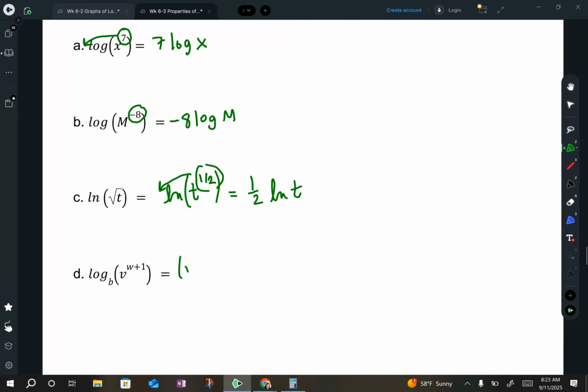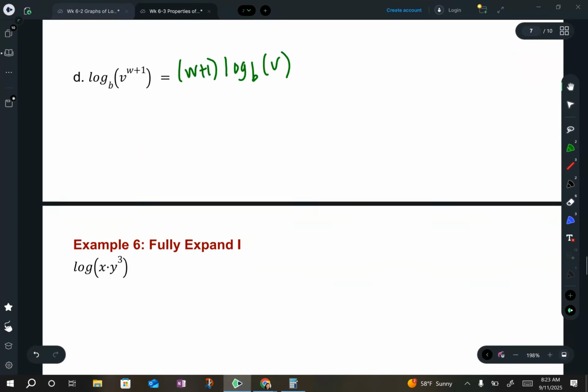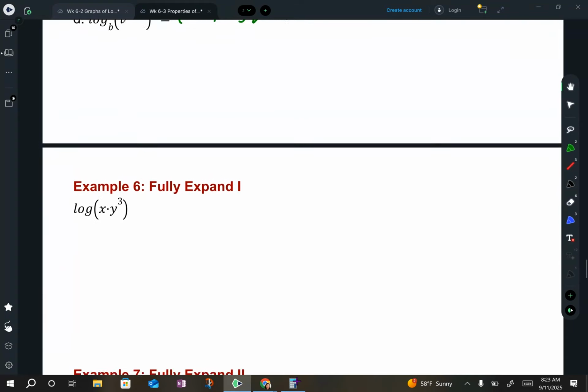And finally, this would be w plus 1 log base b of v. So that one's a little bit tricky. You got to make sure you get that w plus 1. And then if you wanted to distribute, you certainly could. All right, so we're going to use these properties to expand and contract logarithm expressions.